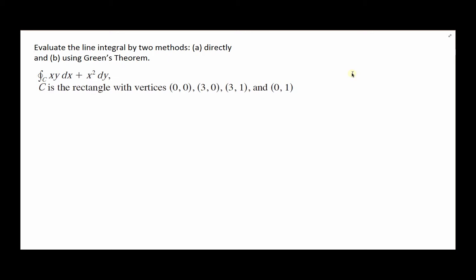Here we have to evaluate the line integral either directly or using Green's theorem. So let's start out by first drawing our coordinate system. We have (0, 0), (3, 0), (3, 1), and (0, 1). It's a rectangle.